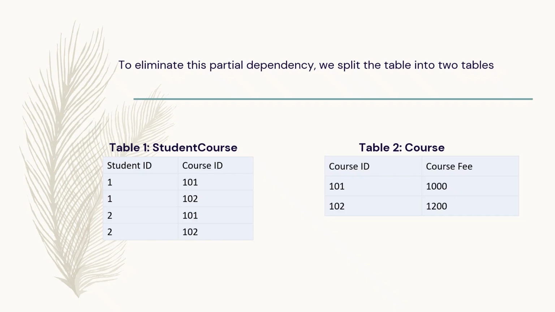Eliminating partial dependency reduces redundant data. For example, without second normal form, the course P would be stored multiple times for each student enrolled in the same course. By splitting the table, the course P is stored only once for each course.